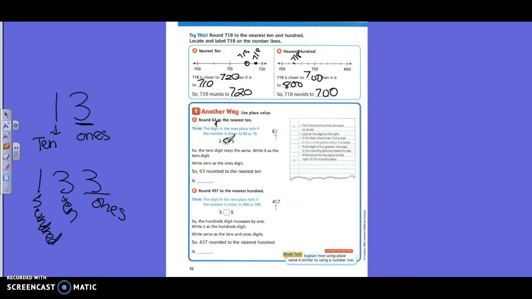So because 3 is less than 5, you're going to keep the 6 the same, and the 3 is going to go to a 0. You make the 0 in the ones digit. Okay? So 63 rounded to the nearest 10 is 60.